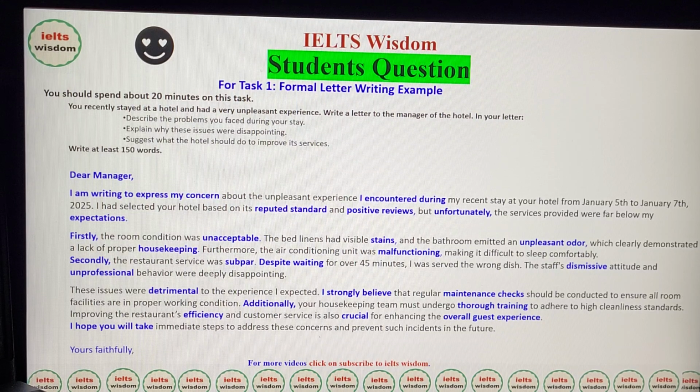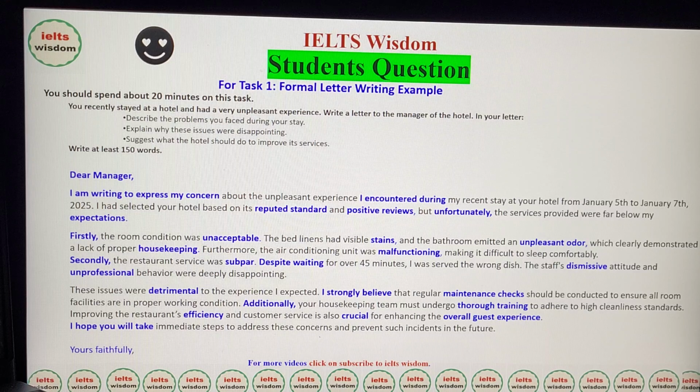All right, so moving forward to the example, as I mentioned, I will explain the examples at the last, for both formal and informal letters. So this is the example for your formal letter. We already discussed that you recently stayed at a hotel and had a very unpleasant experience. Write a letter to the manager of the hotel. In your letter, describe the problem you faced during your stay, explain why these issues were disappointing to you, and then suggest what the hotel should do to improve its services.